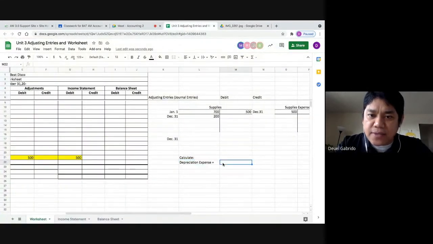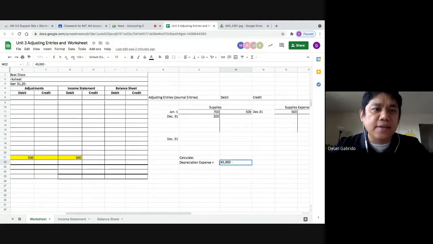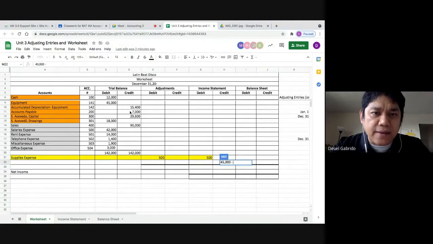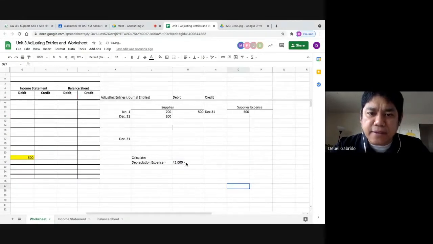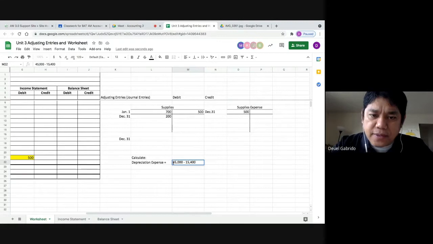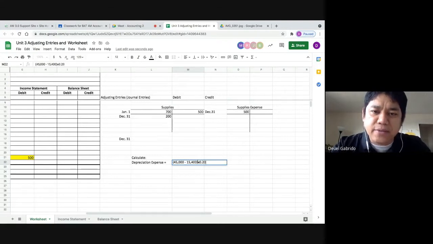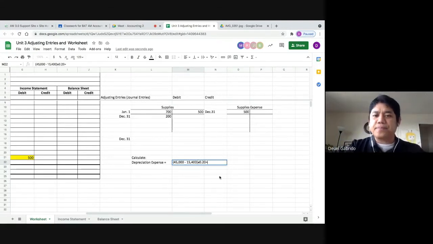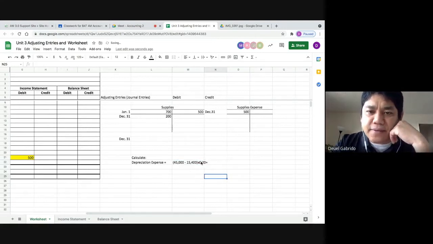So in this case, we are going to calculate it this way. Depreciation equals 45,000 minus the given 15,400, the undepreciated cost. I'll enclose it with a bracket, times 20% or 0.20. 20% is the same. Okay, what's your answer here? What's the answer?